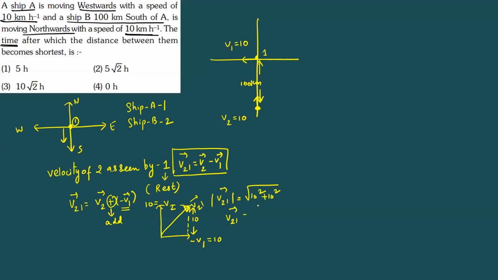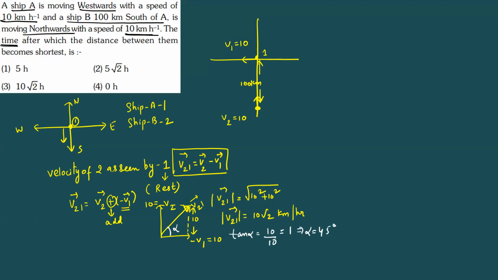We will see how this will be used later. 10 root 2, this is the magnitude of velocity of 2 as seen by 1. And this unit is kilometers per hour. Let me also find out the angle made by the resultant V21 with the base. If I call this angle alpha, let me find out tan alpha. Tan alpha is nothing but 10 by 10. This implies that tan alpha is equal to 1. Therefore, alpha is equal to 45 degrees.